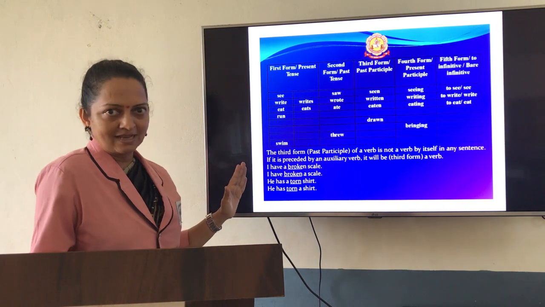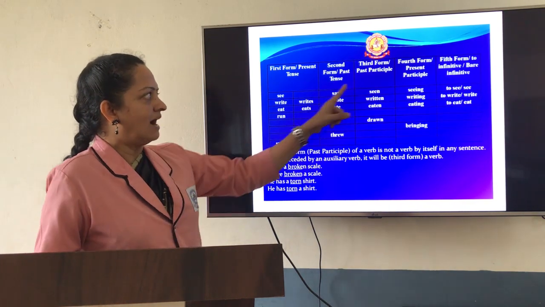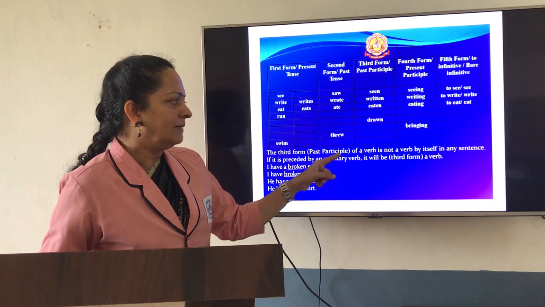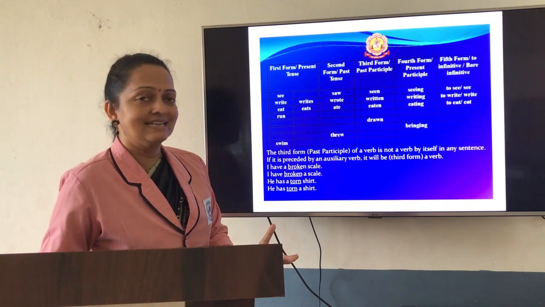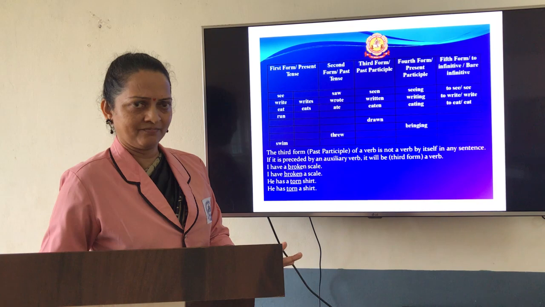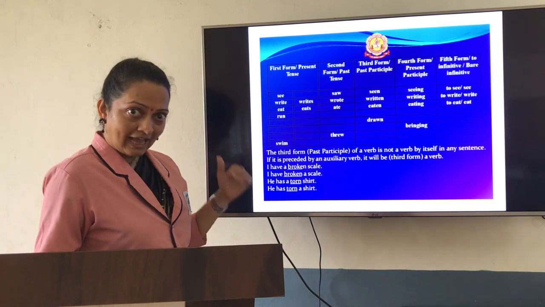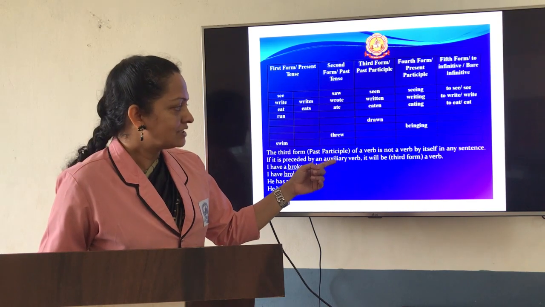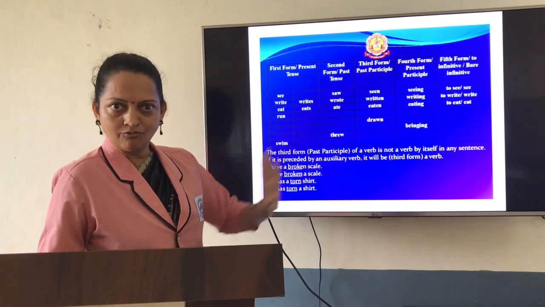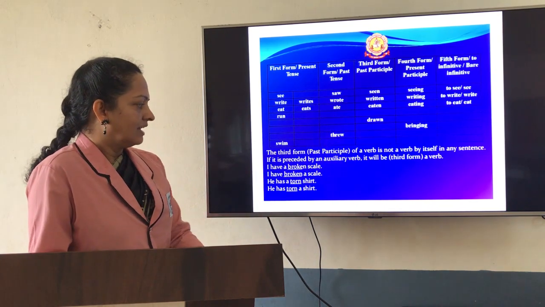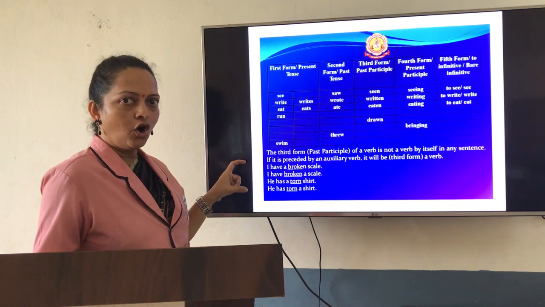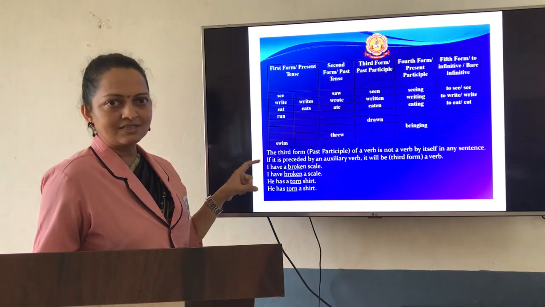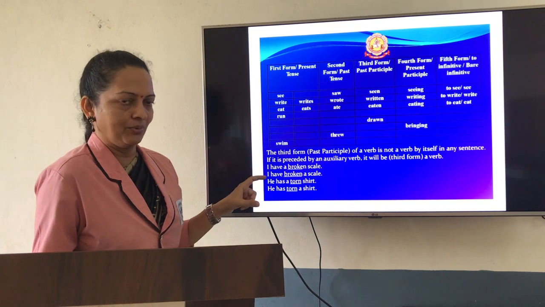So here let's see some examples. The third form, that is past participle of a verb, is not a verb by itself in any sentence. It is helped by an auxiliary verb. It will be the third form of a verb. Now here we have examples. Of course, here all of those underlined words are not verbs. You will understand how it is that.